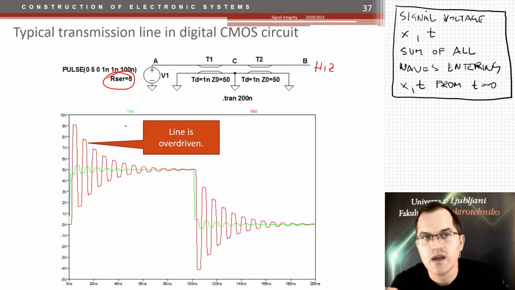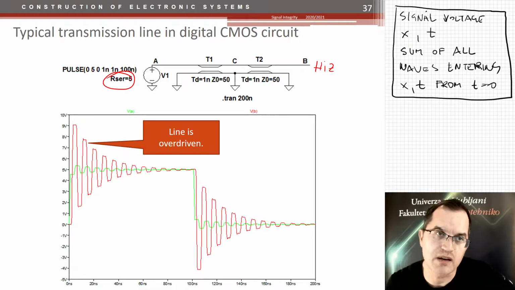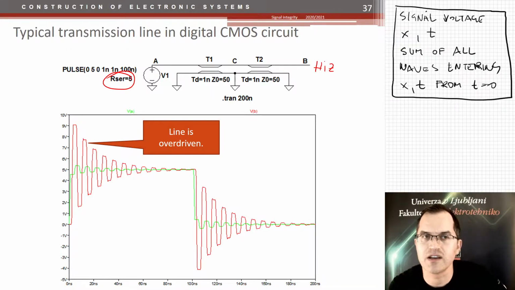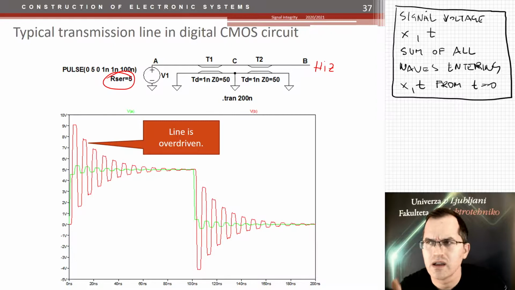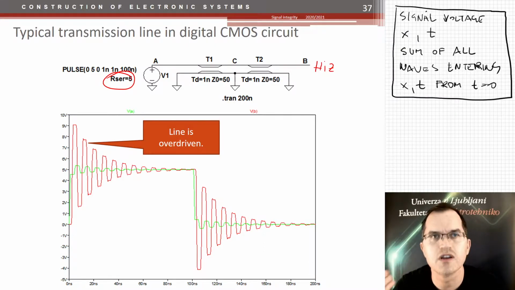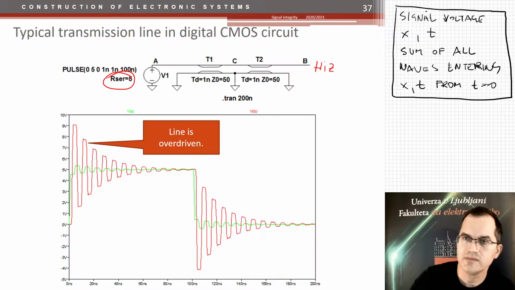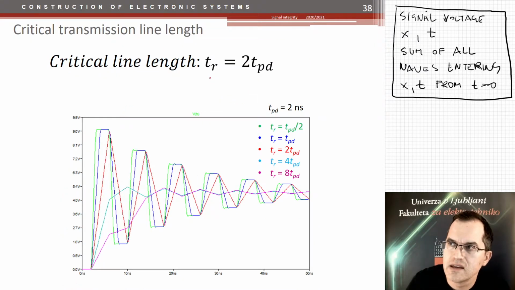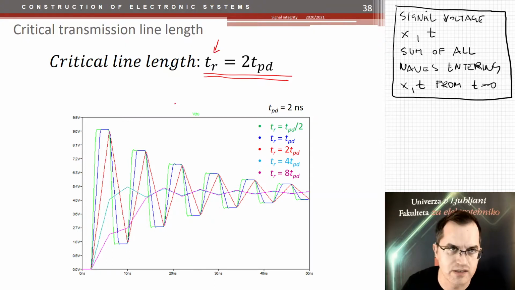So the question is, where should you care? When or where should you care about that? What is the criterion that will tell you, okay, I want to care about this line because it's very, very critical, but I would just leave the others as they are. I wouldn't care about them. So what's the criterion to choose which track, which line, which connection on your PCB is critical in that sense? Well, the critical transmission line length is determined by a very, very simple criterion, which would tell you the rise time of the signal with respect to 2 times the propagation delay.